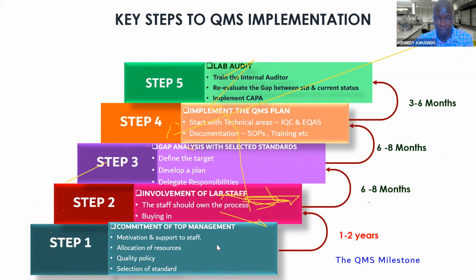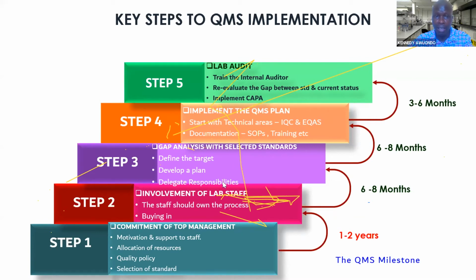Step number 3 is you need to do gap analysis with the selected standards. And how do you do gap analysis? You look at the standard, you look at the status of the laboratory at that time, and then you define the target where you want to get to, and then you develop a plan, and you delegate responsibilities to your staff.